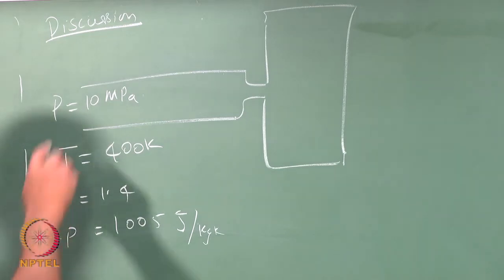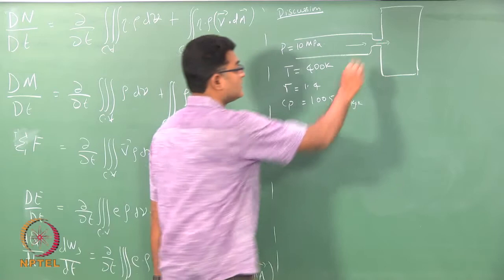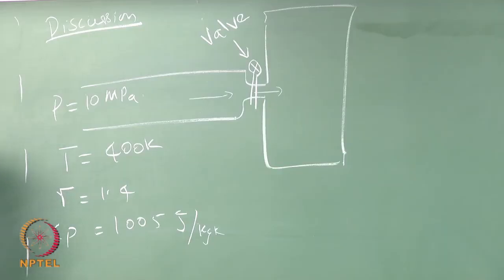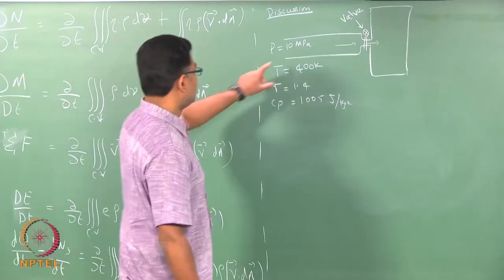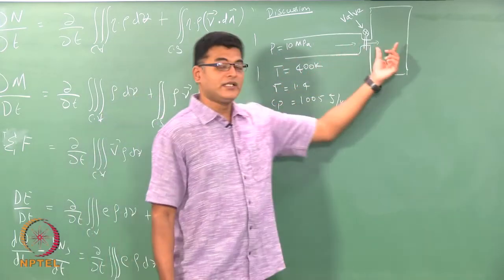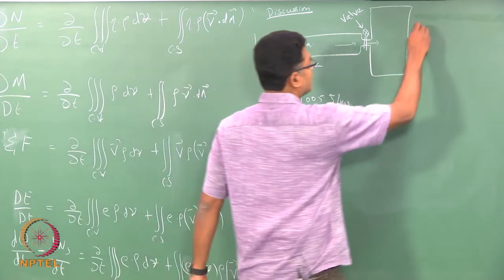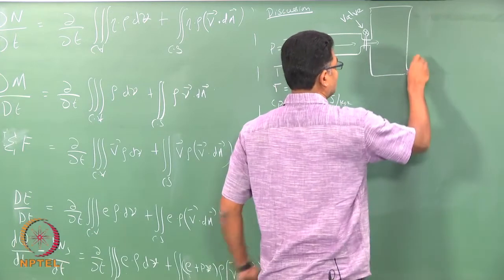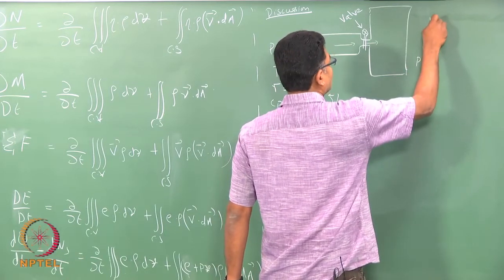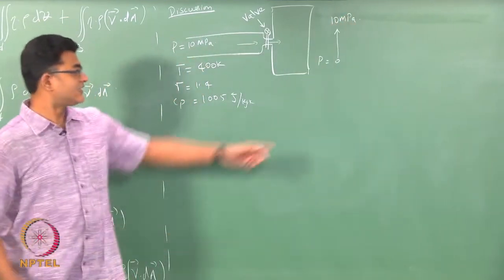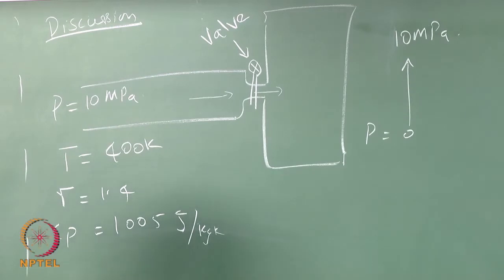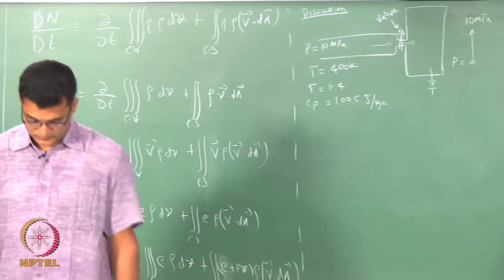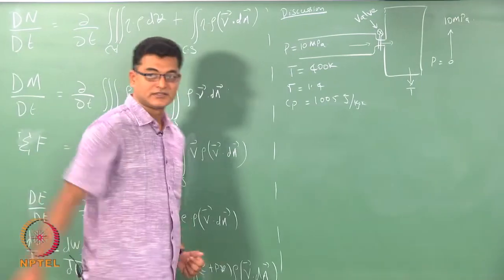Now, the gas goes into the cylinder. There is a valve here. The valve opens and the gas flows in, so the pressure moves from 0 to 10 megapascal. When it reaches 10 megapascal, the valve automatically closes. So, what would be the temperature inside? How do we apply this equation to this problem?